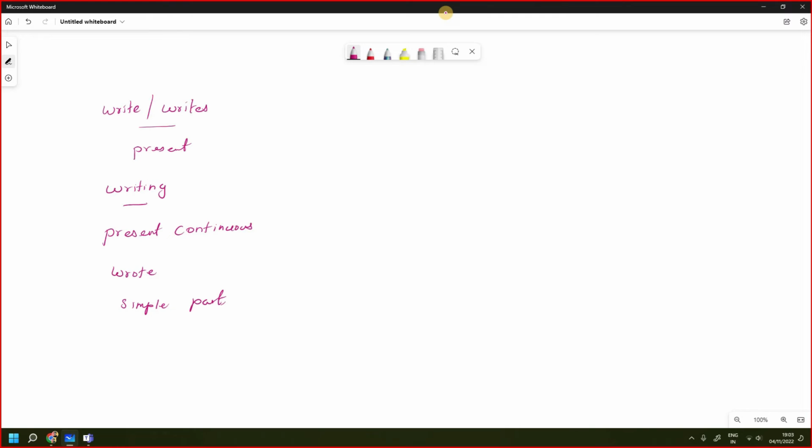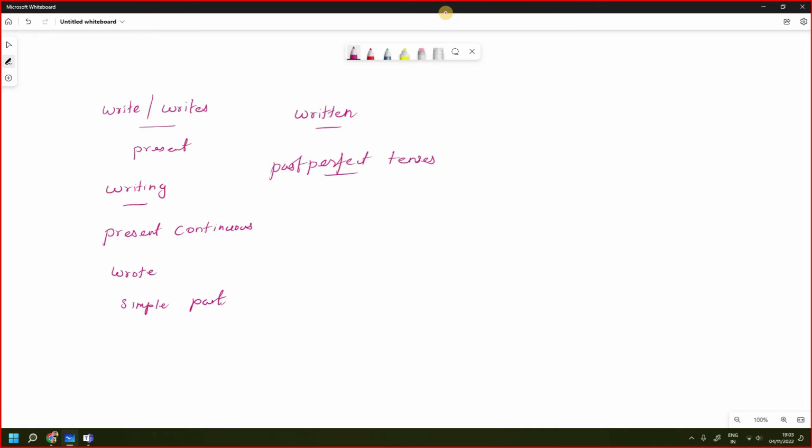And what is the perfect form? Written. This is used for perfect tenses, that is, past perfect tense, and for present perfect tense also we use this. So you can simply write that it can be used for both the perfect tenses. We'll see examples related to this word, so you will understand.